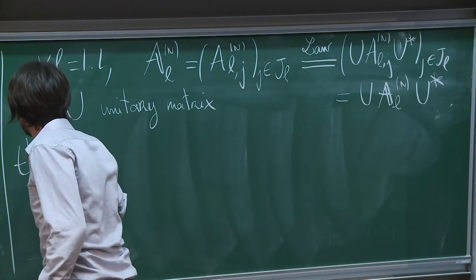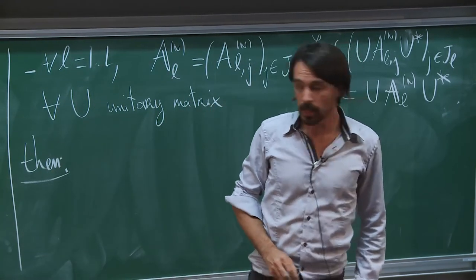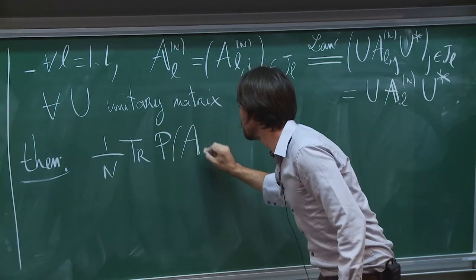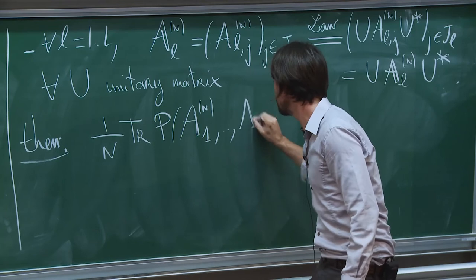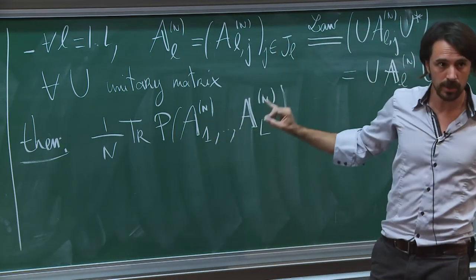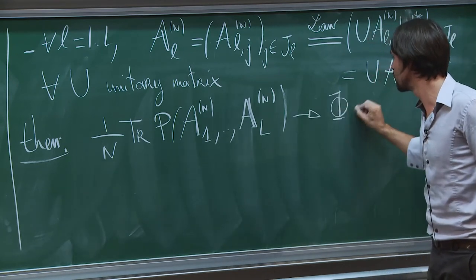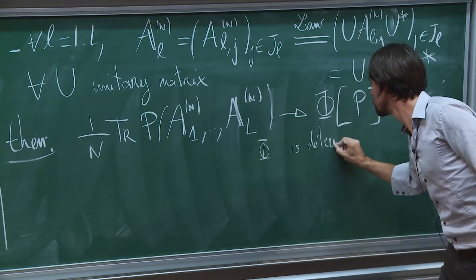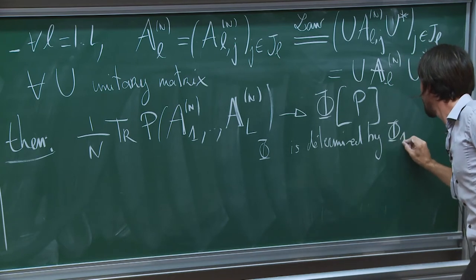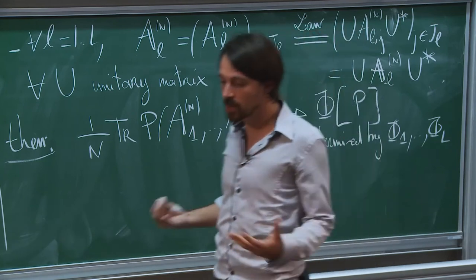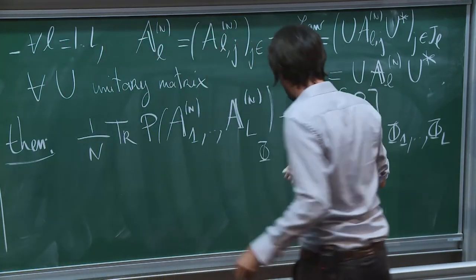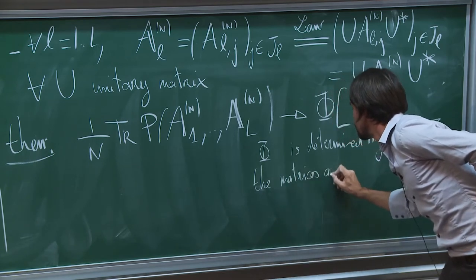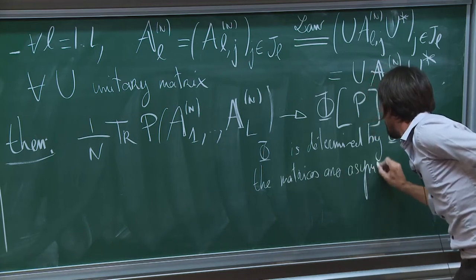Then the families are asymptotically free, in the sense that if now I take 1 over n the trace of a polynomial in all the families, the first one, the second one, and so on, until the Lth one, this expression converges to some phi of p, and phi is determined by phi 1, ..., phi L, and the requirement is that this is the free product of the variables. The matrices are asymptotically free.